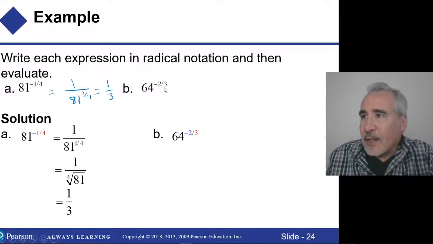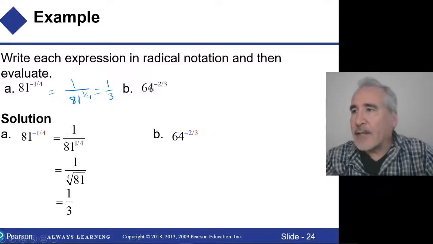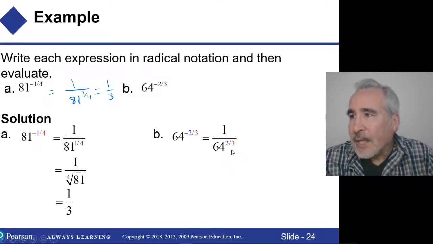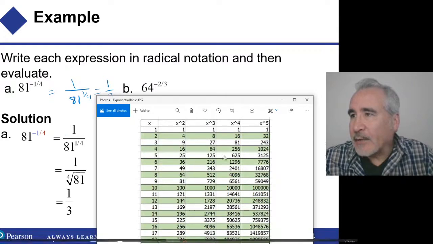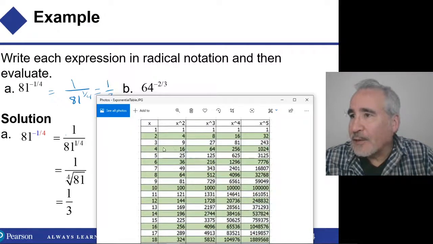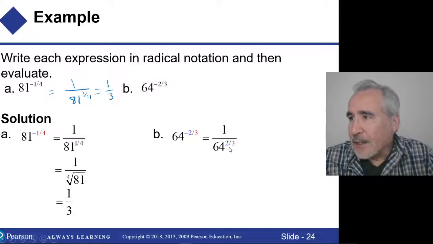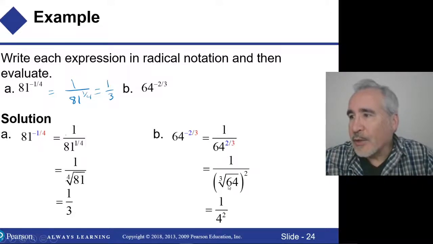Now this one, the same thing, we're going to move the 64 down into the basement, and then 2/3, so we could take the third root, and again we come back to our table. The third root of 64 is going to be 4. See how that works? The third root of 64, we know that's 4, and then we're going to square it.